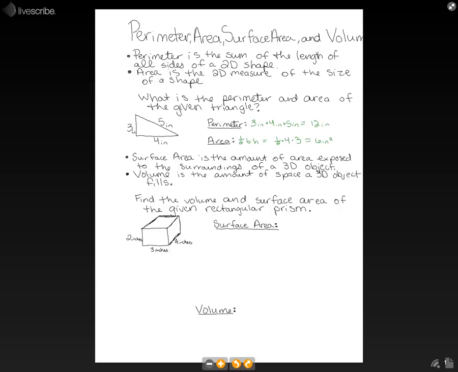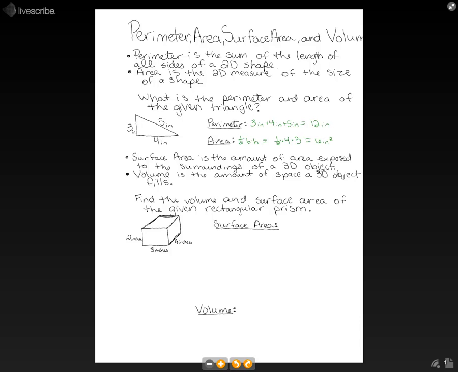Next, we have surface area. Surface area is the amount of area exposed to the surroundings of a 3D object. Volume is the amount of space a 3D object fills. So let's find the volume and surface area of the given rectangular prism.